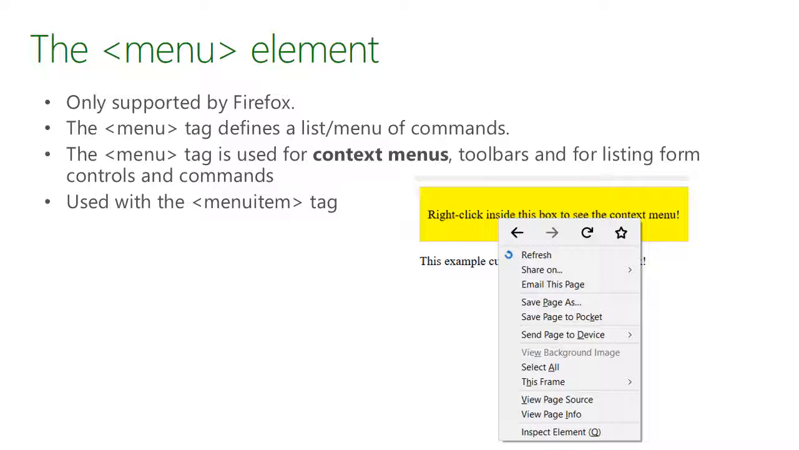Quick look at the menu element. Okay, this is something that is mentioned in the syllabus, so we're including it here. This element is only supported by Firefox. The menu tag defines a list or menu of commands, and the menu tag is used for context menus, toolbars, and for listing form controls and commands. And this will be used with the menuitem tag. So this is a menu that would basically appear if you right-click on the mouse. And then you get an extra couple of elements come up in that menu, which you would define using that menuitem tag.